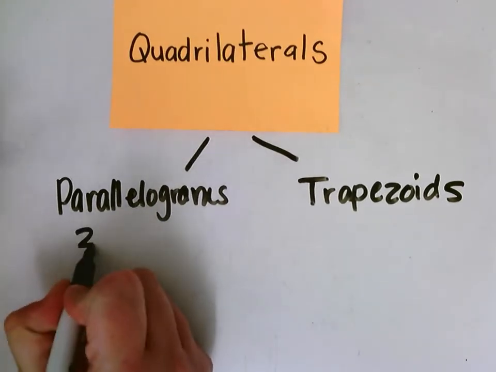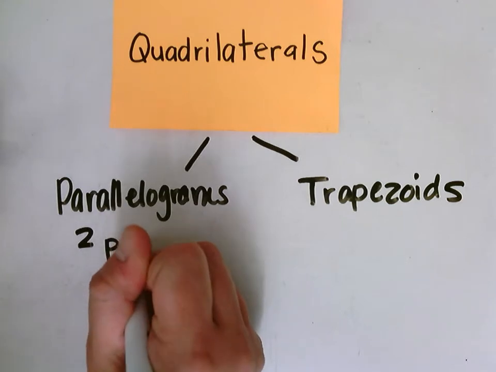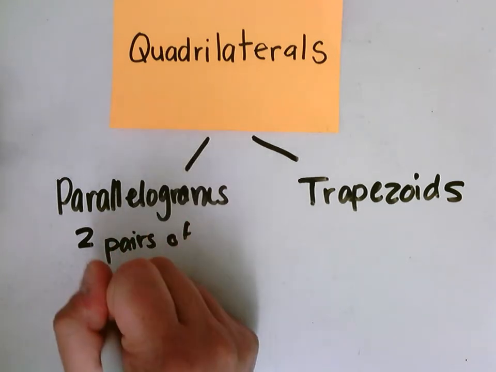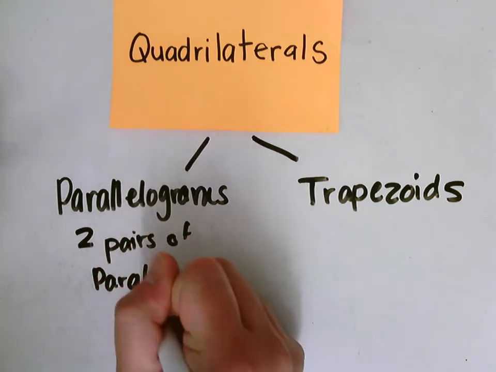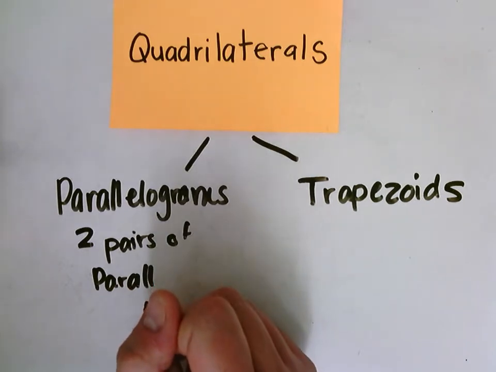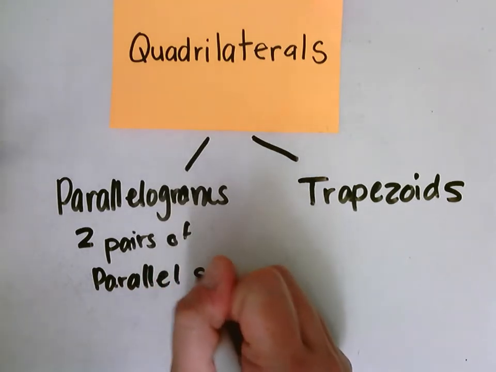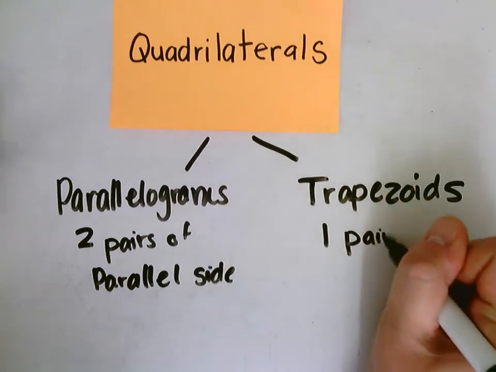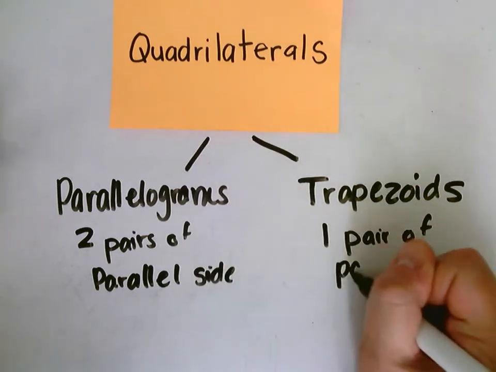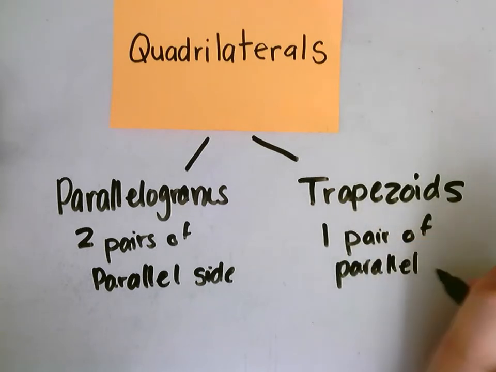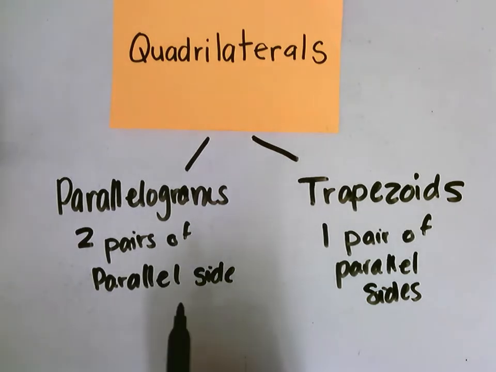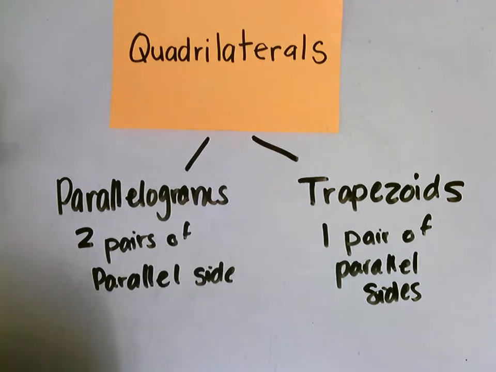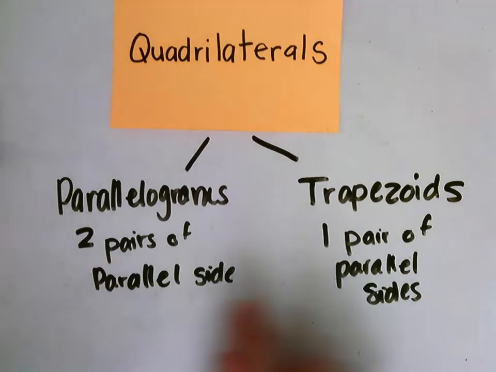Parallelograms have two pairs of parallel sides. Remember last week we talked about parallel lines. And trapezoids have one pair of parallel sides. So we're going to take a look at what these look like and how we can classify them. So let's take a look at a trapezoid.